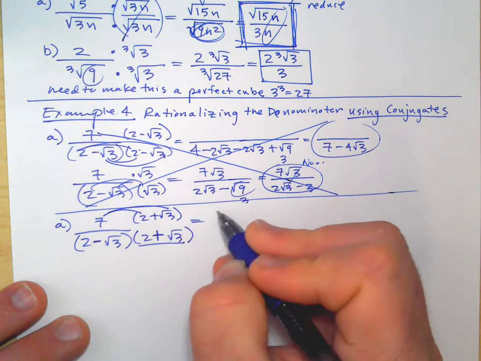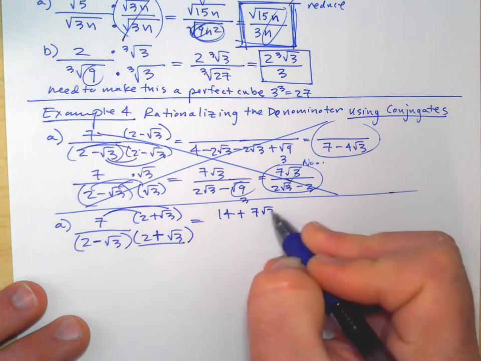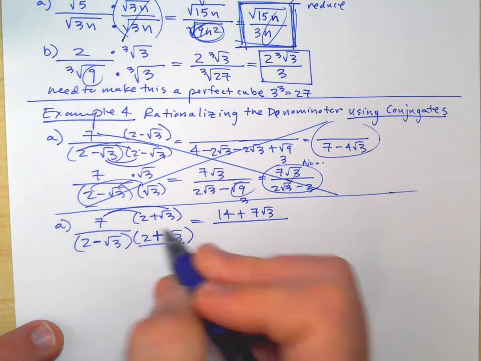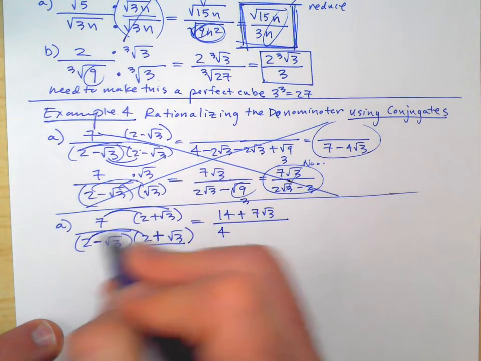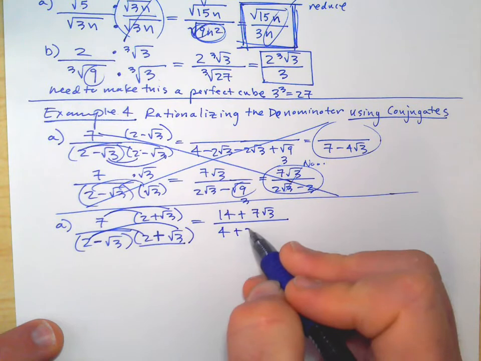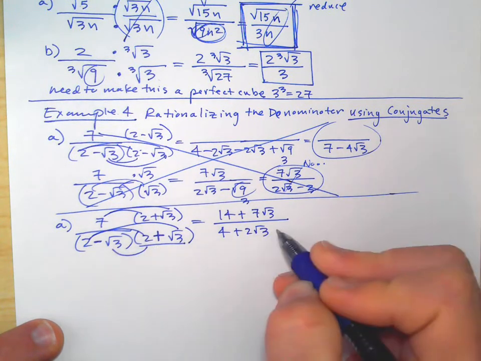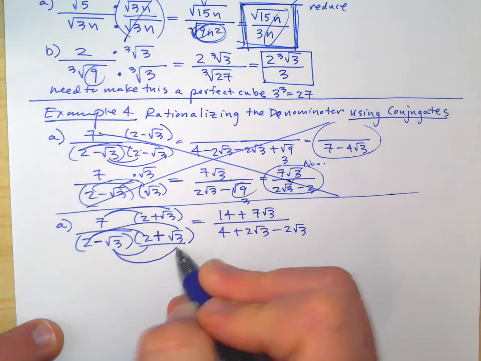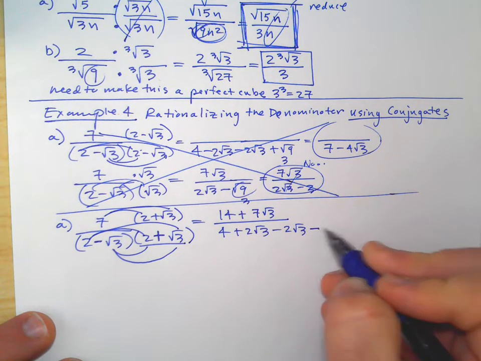We're going to get 7 times 2 is 14, plus 7 times square root of 3 is 7 square root of 3. On the bottom, we do need to FOIL it. First, outer, 2 times square root of 3 is 2 square root of 3. Inner, negative root 3 times 2 is minus 2 root 3. Last, negative root 3 times positive root 3 is minus square root of 9.